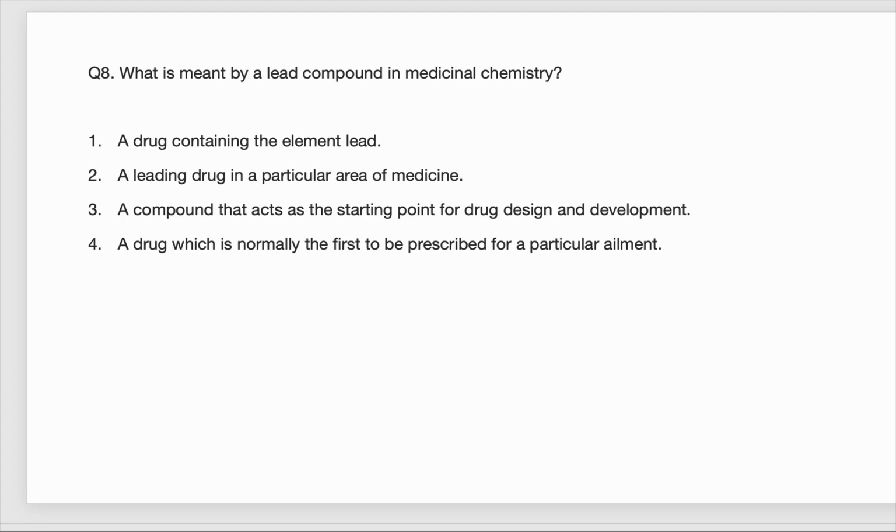The next question is, what is meant by lead compound in medicinal chemistry? So we went through different forms of this question since her first assignment. One, a drug containing the element lead. No, that's not what it means. Two, a leading drug in a particular area of medicine. Three, a drug that acts as the starting point of drug design and development. And four, a drug which is normally the first to be prescribed for a particular element. No, the correct answer is three.